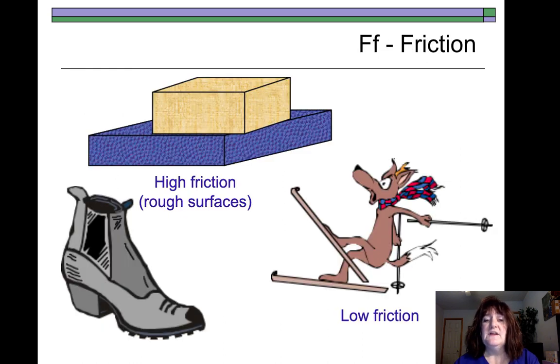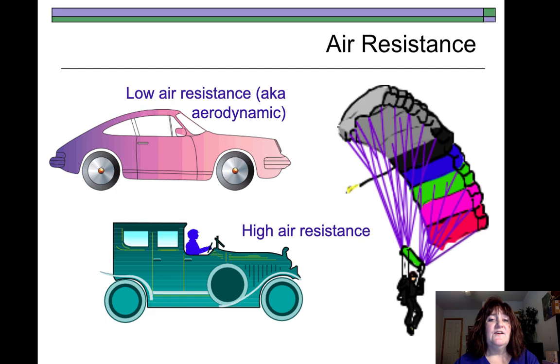FF is the force of friction. You can have high friction, rough surfaces, or low friction like ice. You can also have air friction or aerodynamics, air resistance. Okay, and I realize that tension in the air and friction in the air can kind of get a little confusing. Remember that friction makes objects slow down. Tension, it's just hanging there.